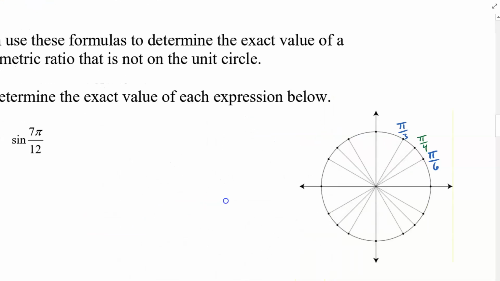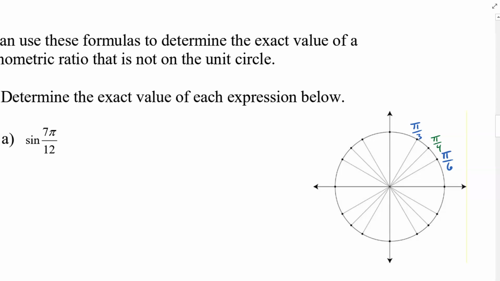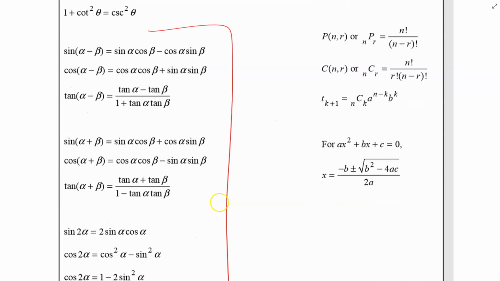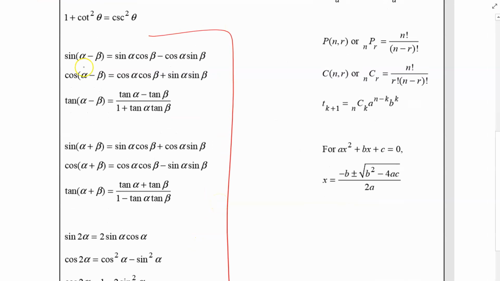But look at the one we're asked. We're asked for sine of 7 pi over 12. So we don't know pi over 12s. And it says exact value, so you can't just put it into your calculator because then it's just going to give you a decimal. So here's what we're going to do. Going back to the formula sheet, we'll use one of these formulas. We can either subtract two angles, or we can add two angles.